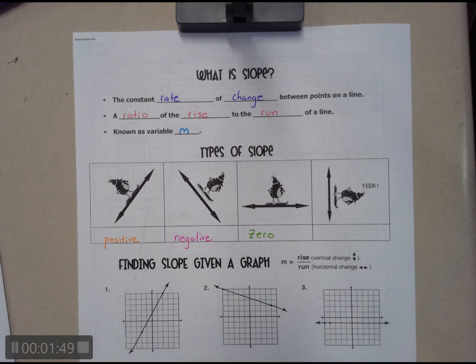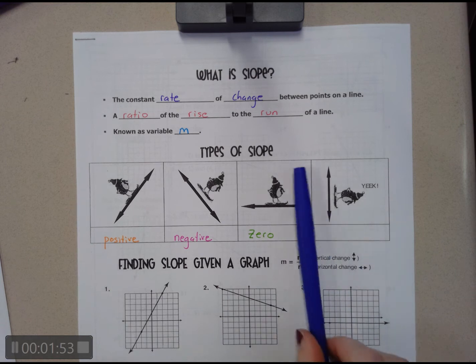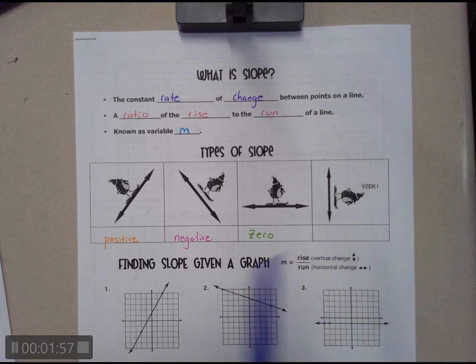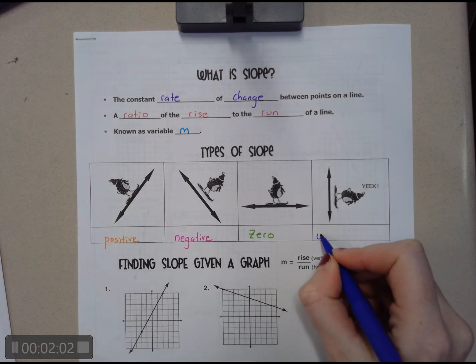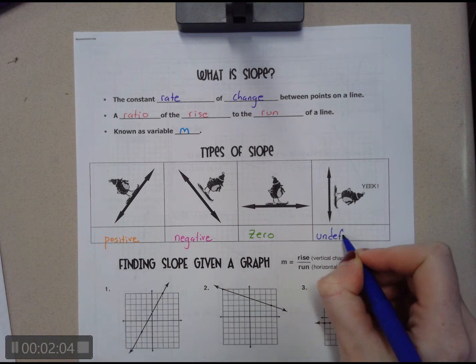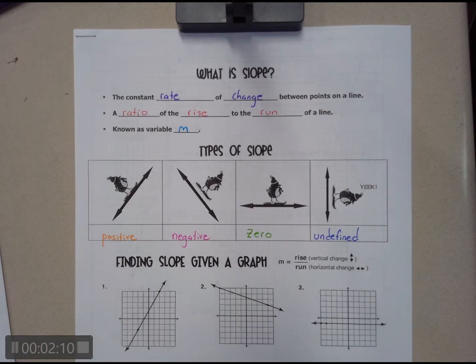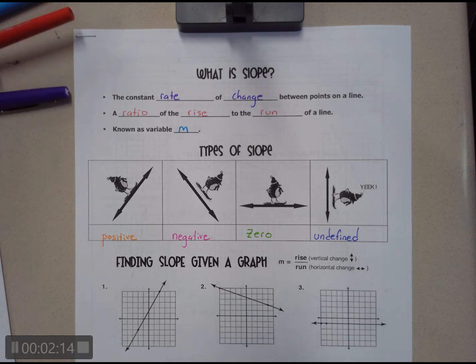Alright, and then our next one is a little bit tricky, but I'll explain it in an actual problem. So when our penguin is just going directly vertical, it is going to be called an undefined slope. And again, I'll explain that a little bit better when we do an actual problem. Okay? Alright, so let's take a look at our first 3 graphs. So we are going to find a slope given a graph.